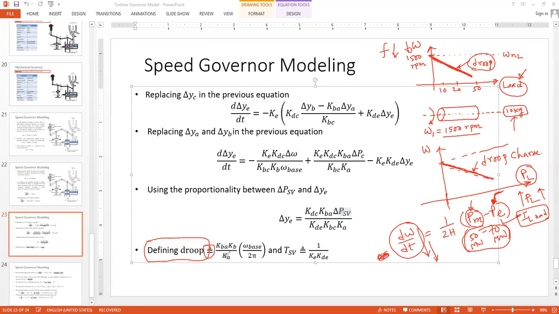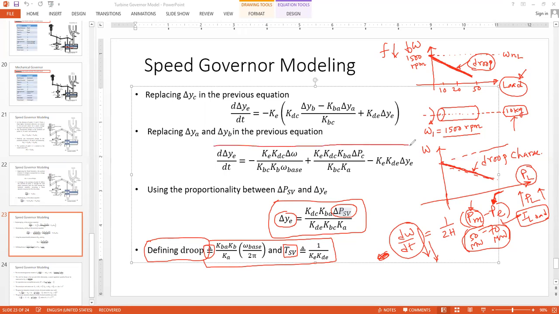So that droop is defined as KBA into KB by KA, omega base by twice pi, and this is the time constant associated with our dynamics. The time constant is defined as 1 upon Ke into KDE. So with these two definitions, and with the introduction of this proportionality between the change in the position of point E and the change in the steam valve power, we will rewrite this equation. We'll try to simplify this with these new notations.